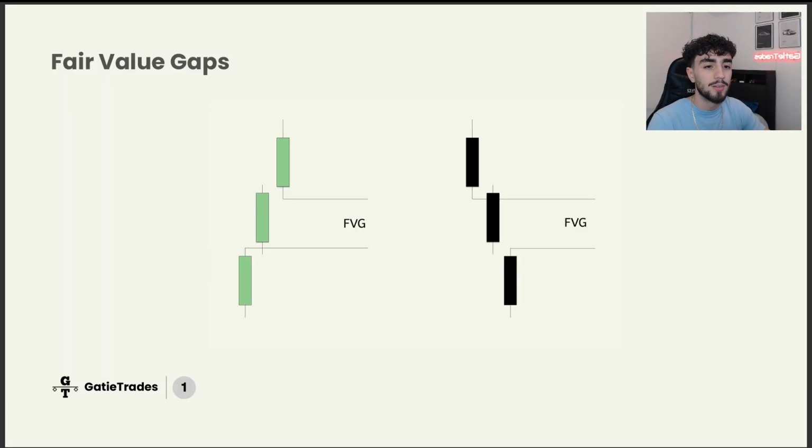In this episode, which is the first episode, I'm going to be discussing fair value gaps. Let's get to the PDF. So, introduction to fair value gaps.